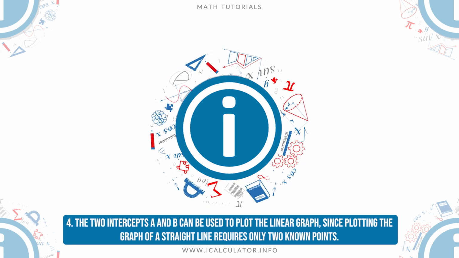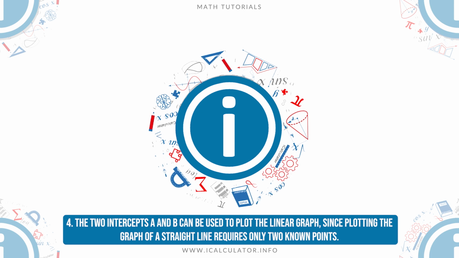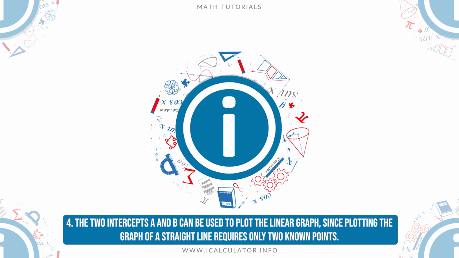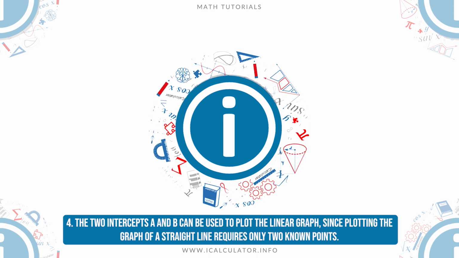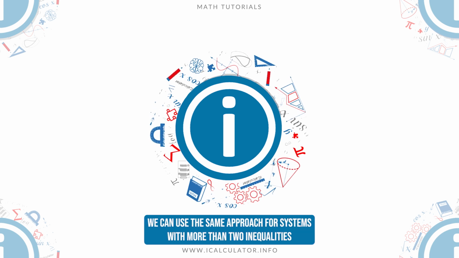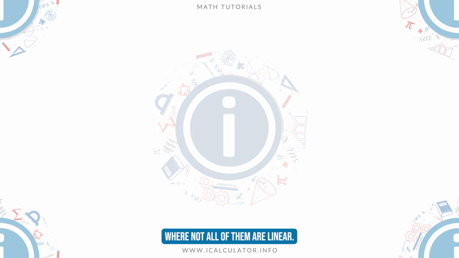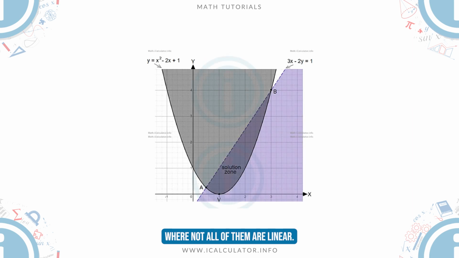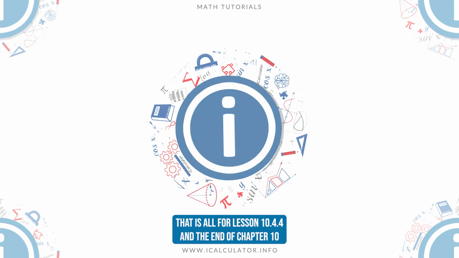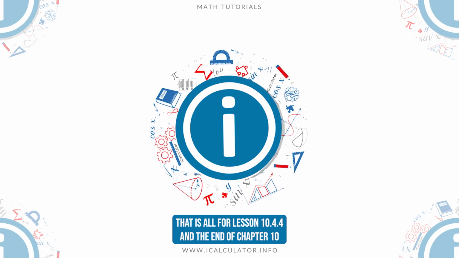4. The two intercepts A and B can be used to plot the linear graph, since plotting the graph of a straight line requires only two known points. We can use the same approach for systems with more than two inequalities, where not all of them are linear. That is all for lesson 10.4.4 and the end of chapter 10.